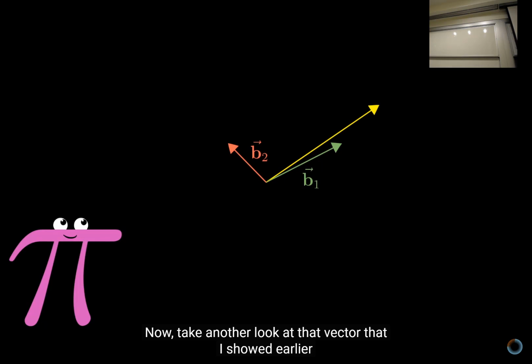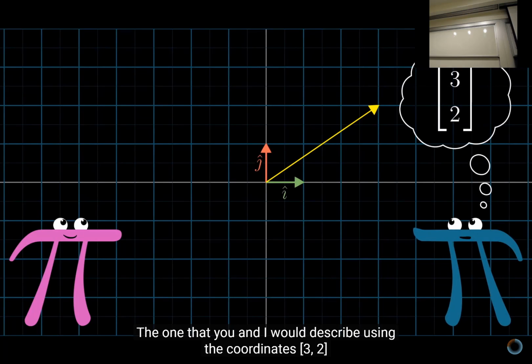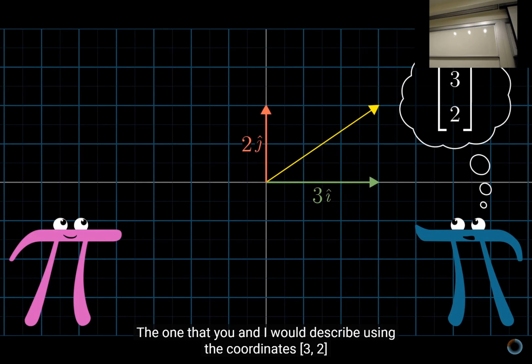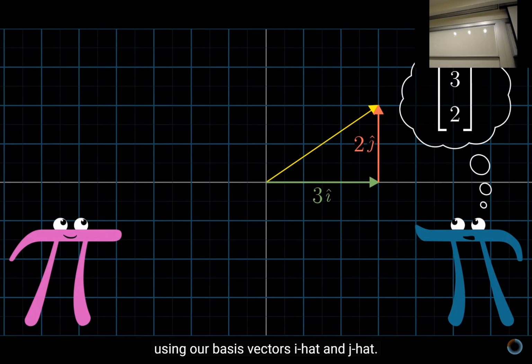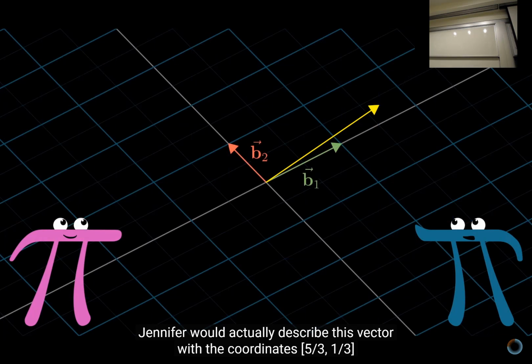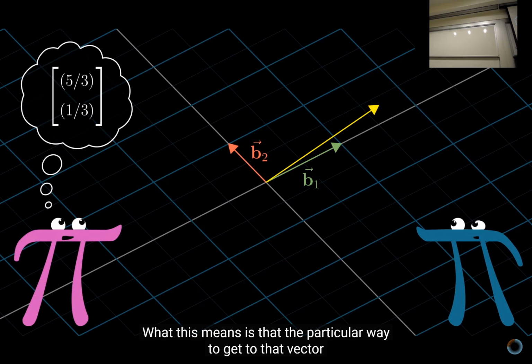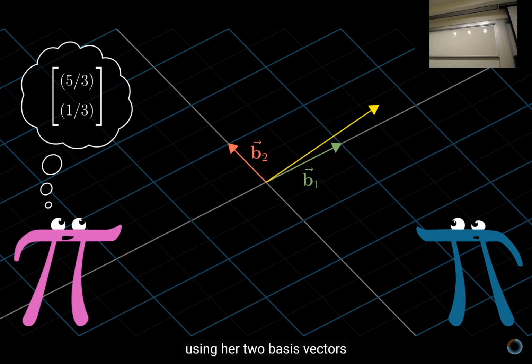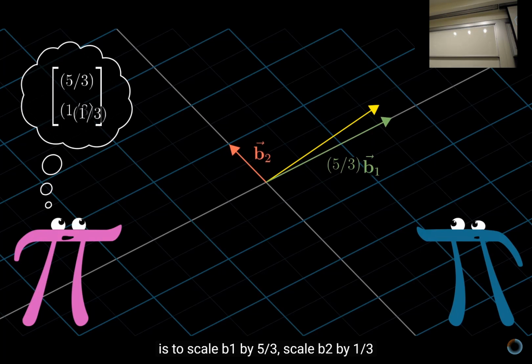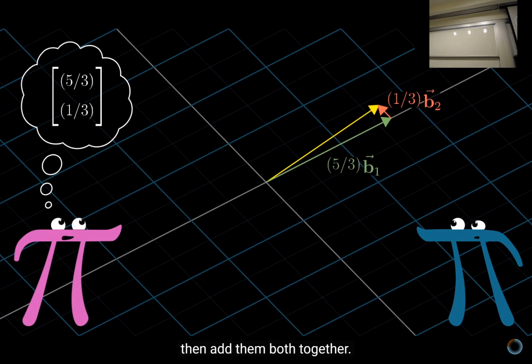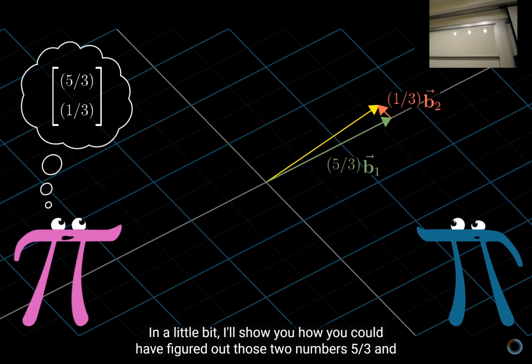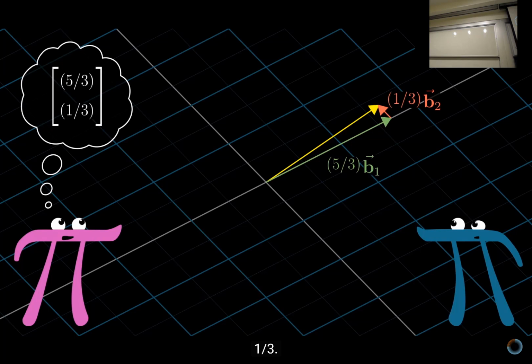Now take another look at that vector that I showed earlier, the one that you and I would describe using the coordinates 3, 2, using our basis vectors i hat and j hat. Jennifer would actually describe this vector with the coordinates 5/3 and 1/3. What this means is that the particular way to get to that vector using her two basis vectors is to scale b1 by 5/3, scale b2 by 1/3, then add them both together. In a little bit, I'll show you how you could have figured out those two numbers, 5/3 and 1/3.